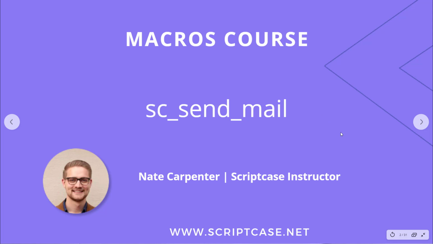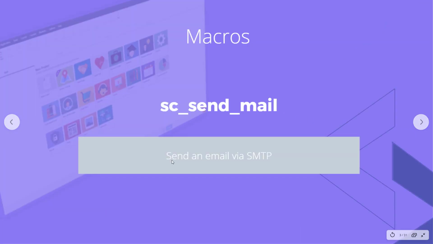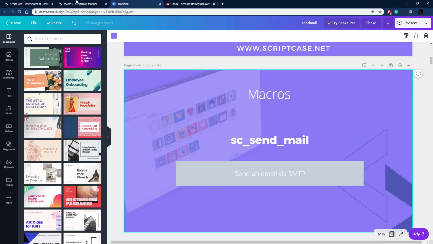So let's go ahead and see what this macro does, SC send mail. So SC send mail, it's pretty simple. It sends an email via SMTP. So that's important that it sends via SMTP. It sends actually from your account, not like the PHP send mail functions, so this is actually legit and can be encrypted and so forth.